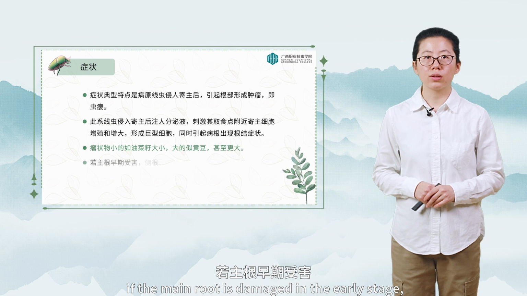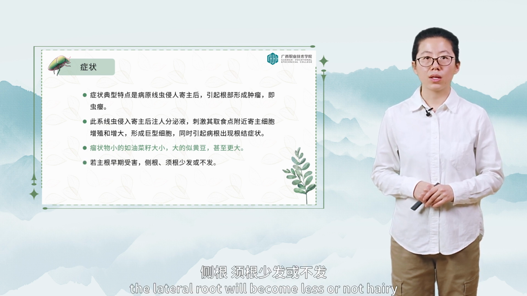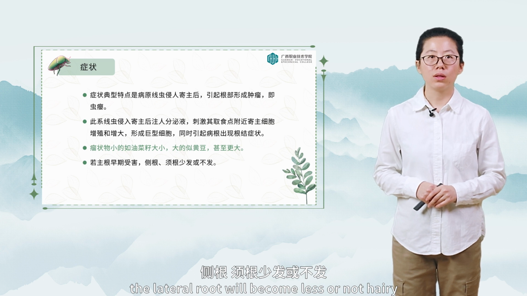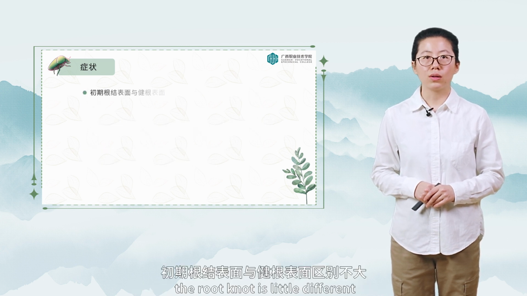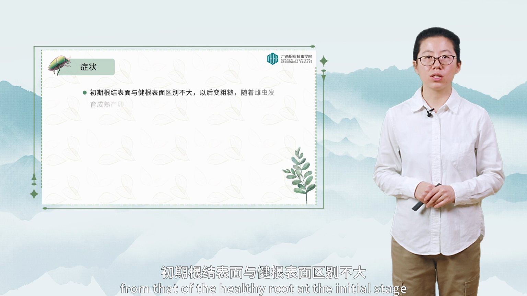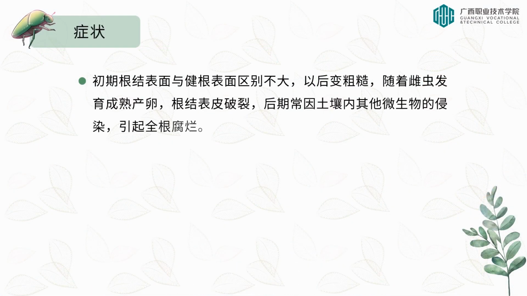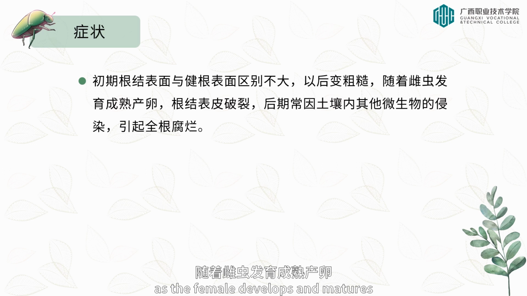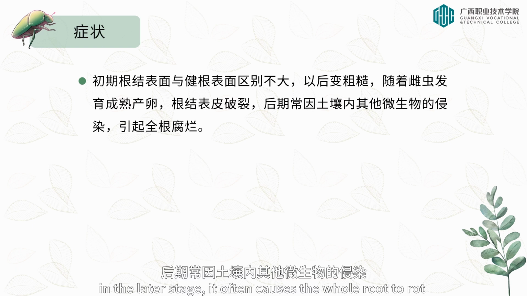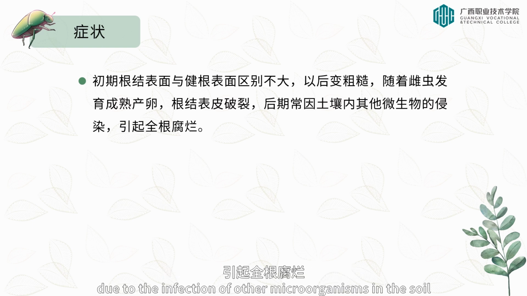If the main root is damaged in the early stage, the fibrous root of the lateral root will become less or not hairy. The surface of the root knot is little different from that of the healthy root at the initial stage, and then becomes rough. As the female develops and matures, the epidermis of the root knot breaks down. In the later stage, it often causes the whole root to rot, due to the infection of other microorganisms in the soil.